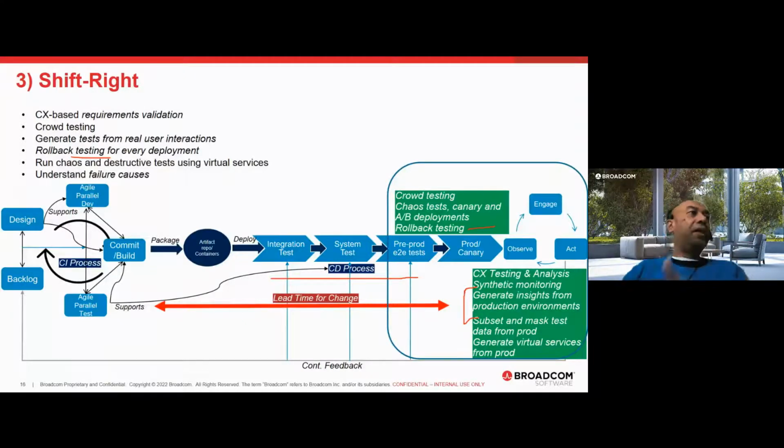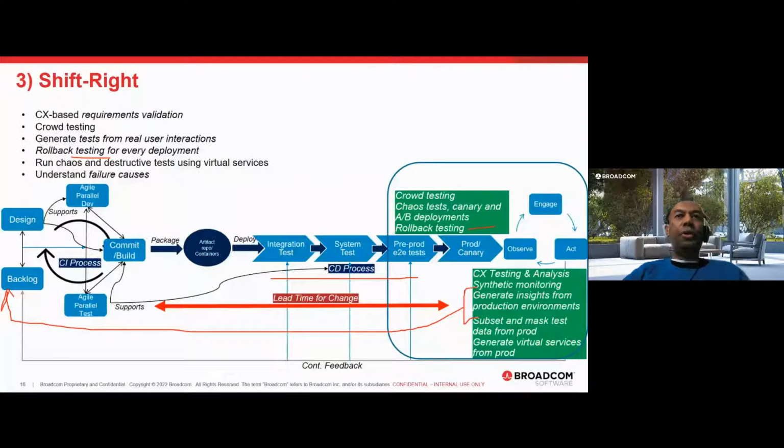There are tools that are available nowadays, guys. Luckily, they help us actually look at all of the production transactions that the real users are conducting and generate tests from them, right? Or even do validation of requirements, right? Based on what the users are telling us, right? So this is actually helping to close the loop by generating insights from production environments.